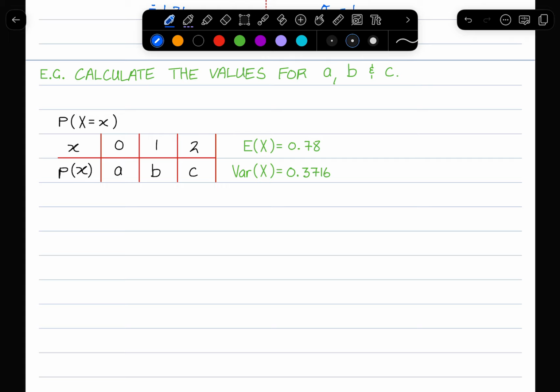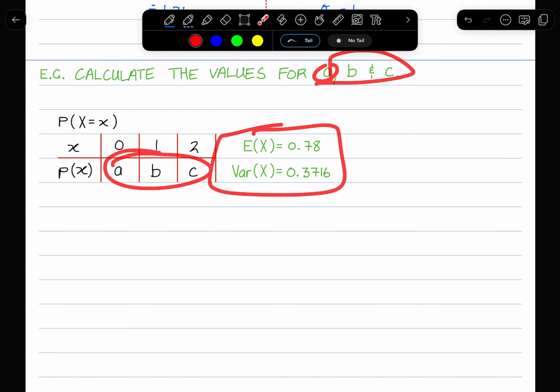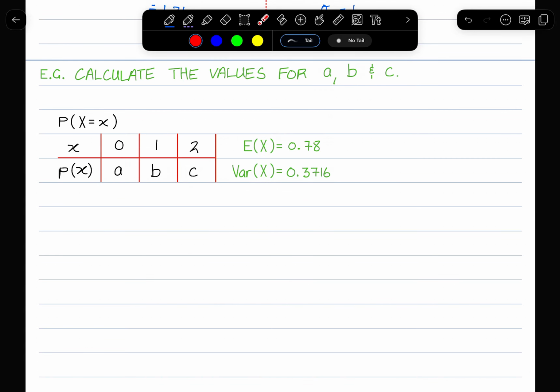Hello class, this is another video tutorial on calculations using the variance, and in this case, both the variance and the expected value. So in this problem, we're looking to calculate three variables given two extra pieces of information, the expected value and the variance.